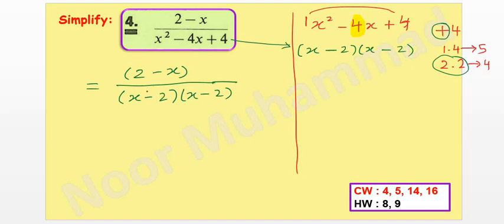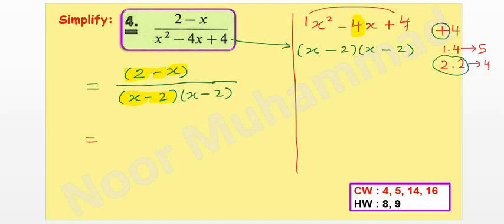No way. They are not equal to each other, because they are opposite of each other. This one is 2 positive and here 2 negative. Here x negative and here x positive. So how can we make this factor look like this one?